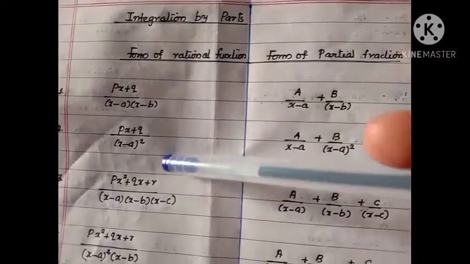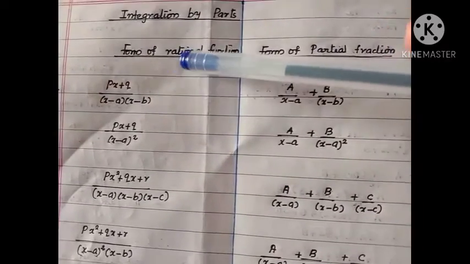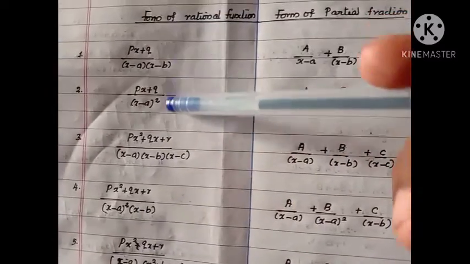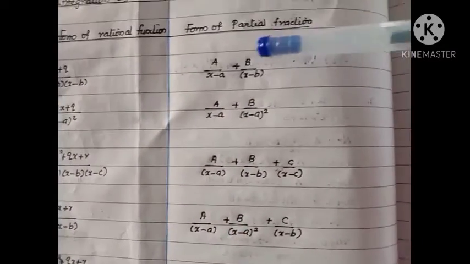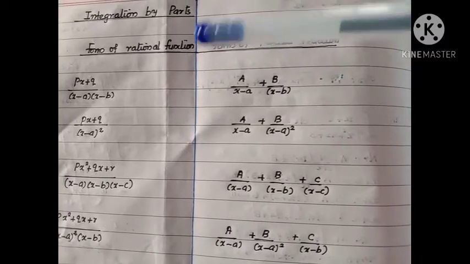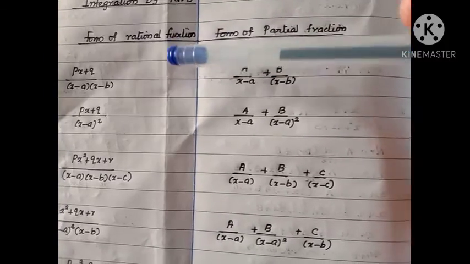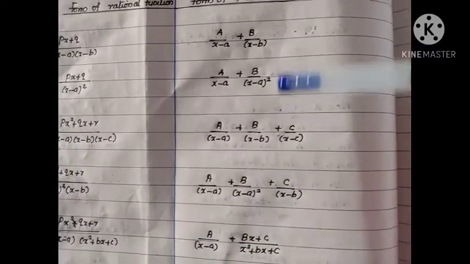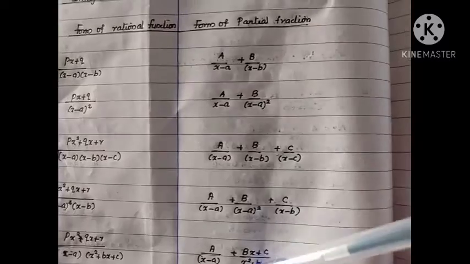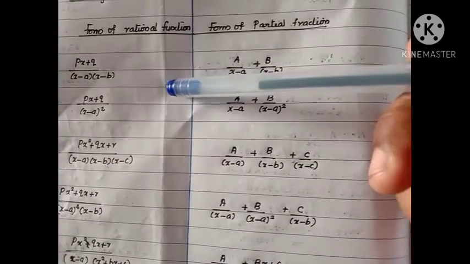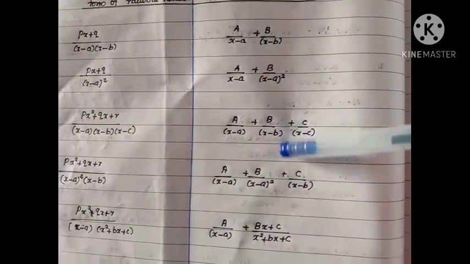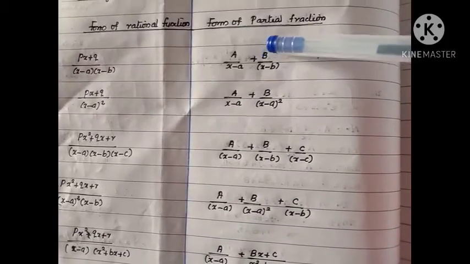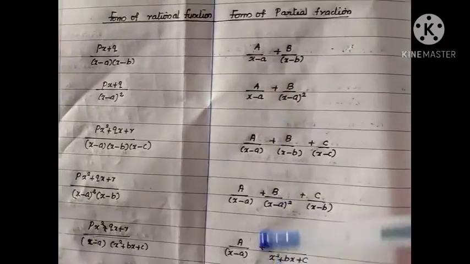Suppose we have the given integrand of the form rational functions form. All these are our given integrands, all these are rational functions form. To find its integral, we need to convert these rational functions forms into partial fractions form. This is very important, how to convert the given rational functions into partial fractions form. After making this function into partial fraction form, then we can easily integrate.